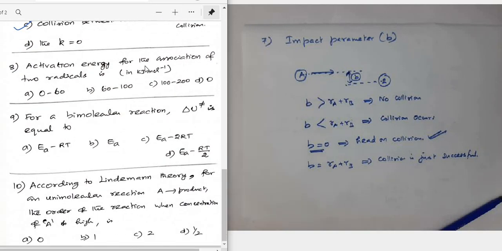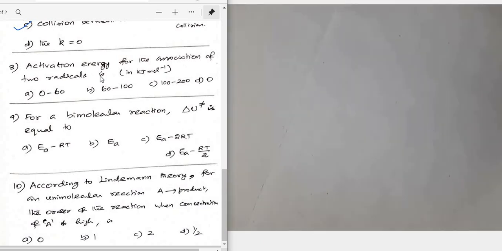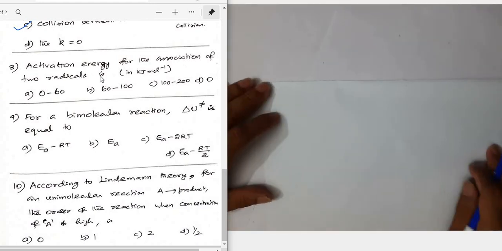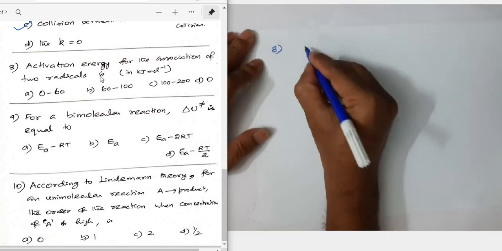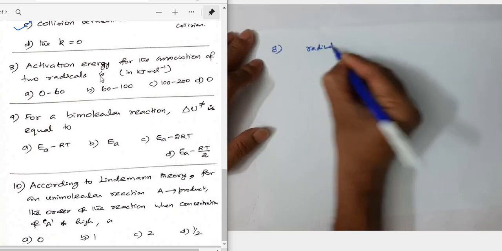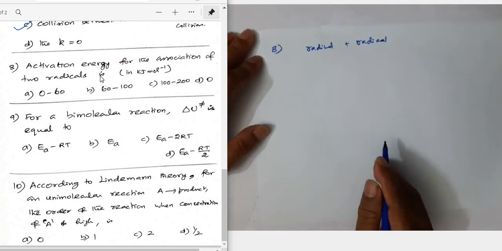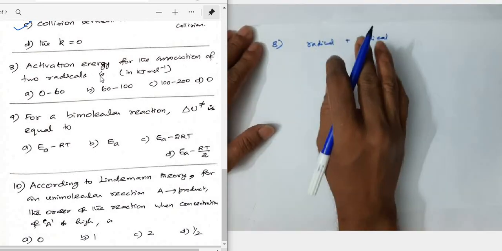Then question number 8. The activation energy for the association of two radicals is, what will be the activation energy for the association of two radicals? See, radicals are highly unstable and highly reactive. If we have one radical and another radical like this, if you have two radicals, you know very well radicals are highly unstable, they are highly reactive.